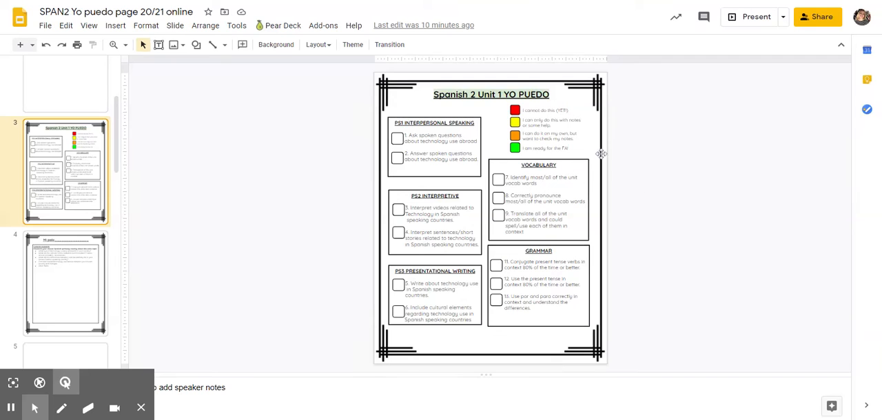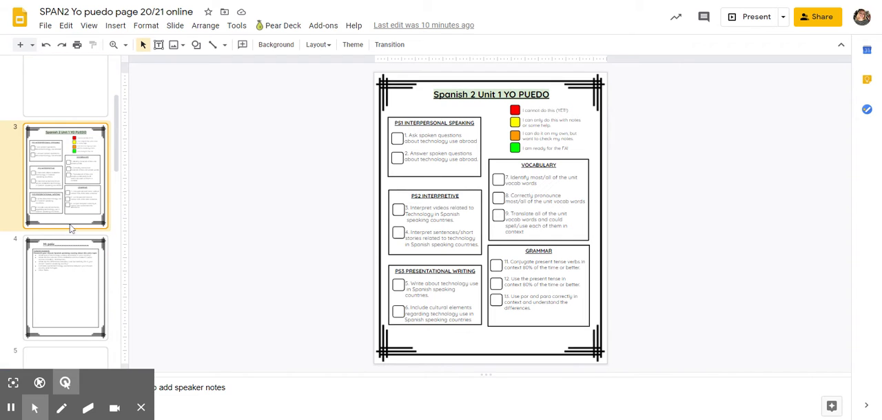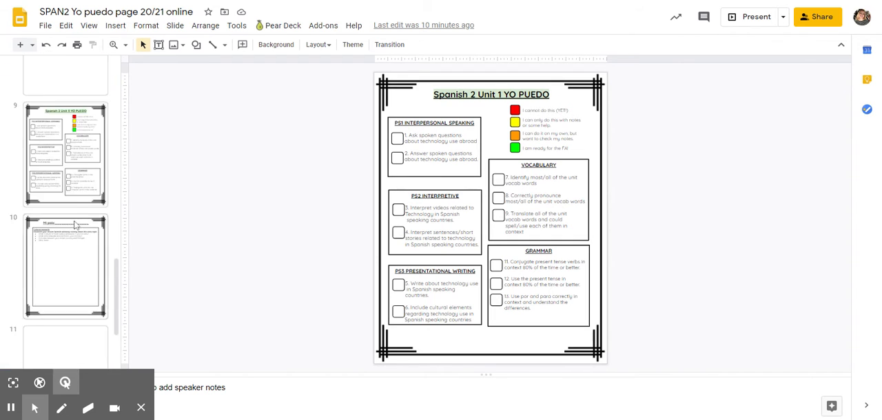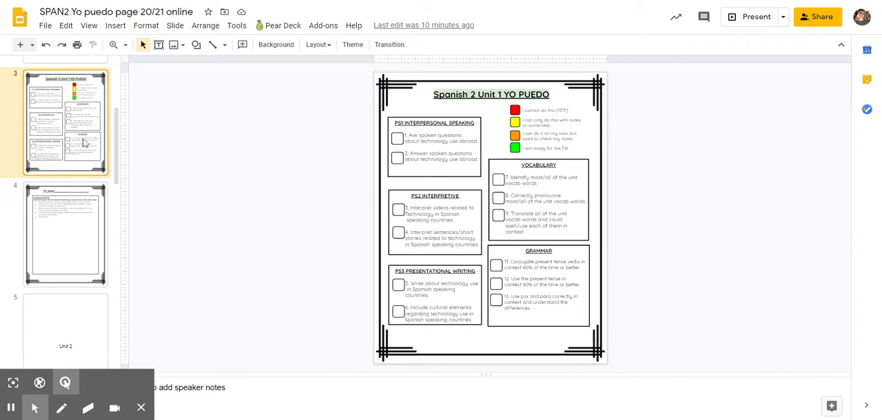All right, a quick explanation of how to work with this Yo Puedo that is on Google Slides this year. So the idea is that you keep track with everything that is there. Notice all of the units are in, but we are only looking at unit 1 right now. Each unit goes with 2 different slides. So the first slide is all of the goals that you should be able to accomplish before your assessments.